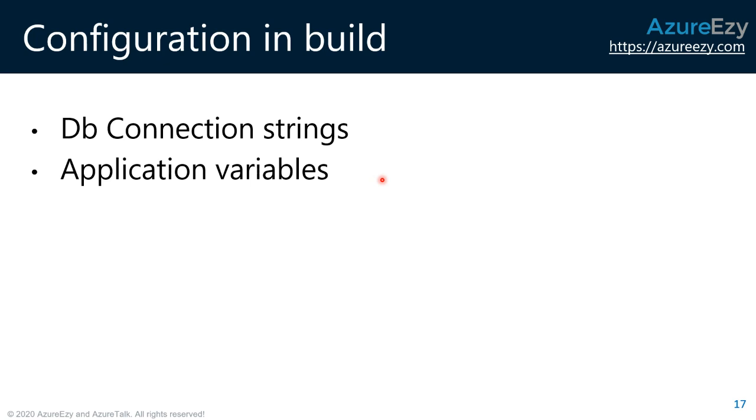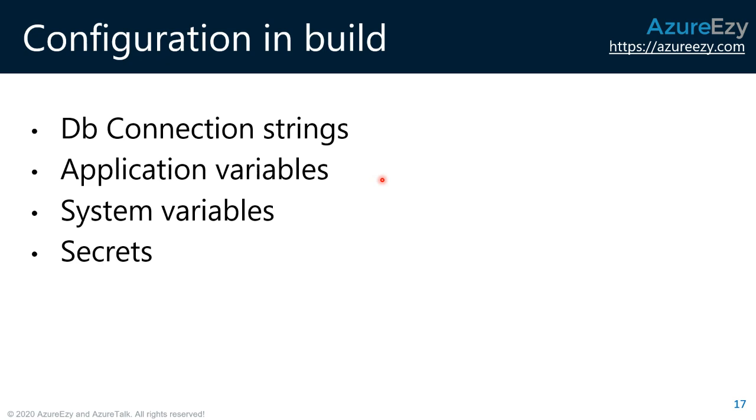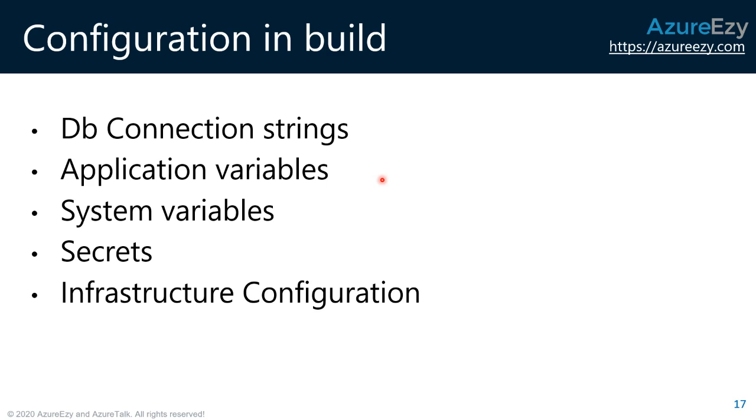Similar to that, this kind of scenario can happen for application variables. This can be system variables. This can be secrets like passwords, connection strings, API secrets, or certain values that are supposed to be there so that the application can talk to a third party system. Those things you need to take care of during the build pipeline itself, so that you can change those things at that time. Then you will look at infrastructure configuration as well.